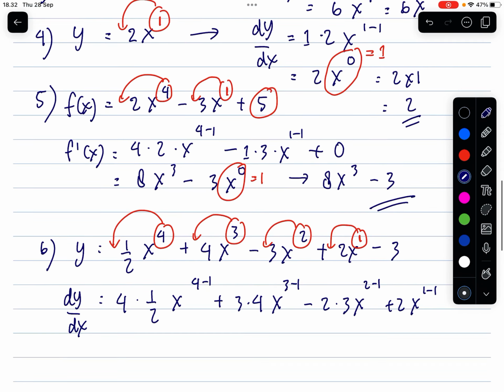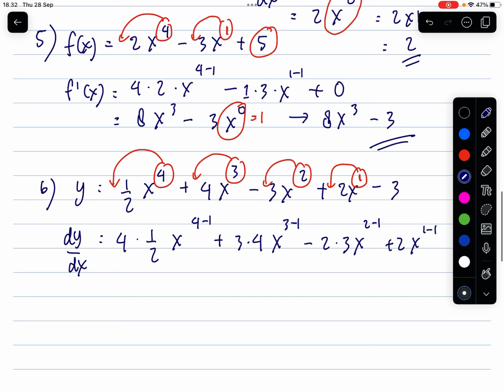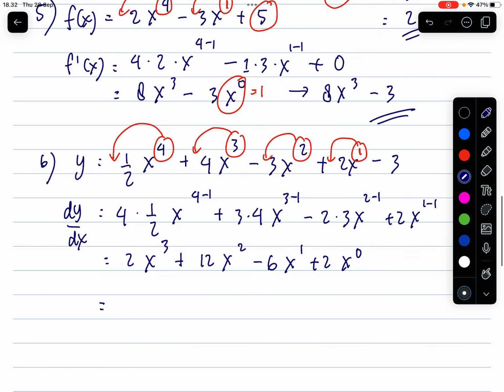Gak usah ditulis. Okay, now disimplify, dirapiin. 4 times half, itu 2, x power of 3. Plus 12, x power 2. Minus 6, x power 1. Plus 2, x power 0. Kita rapiin lagi. 2x cubed plus 12x squared minus 6x plus 2.